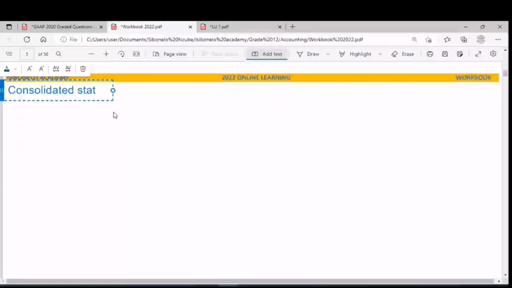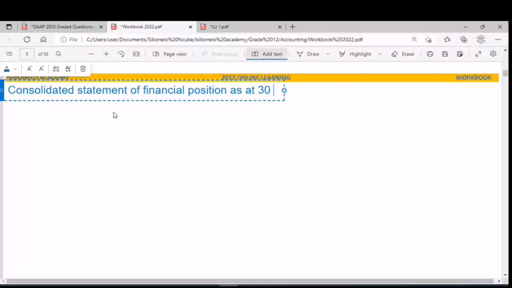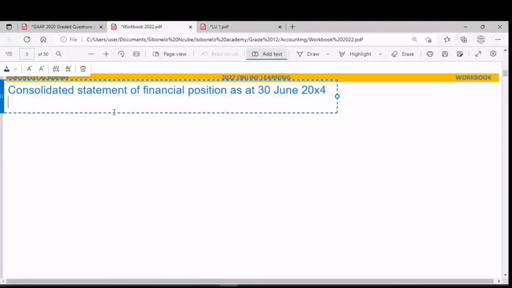Consolidated statement of financial position. It's 30 June 20x4. So guys, the balance sheet starts with my assets. Disclose my assets, so it's the assets section.